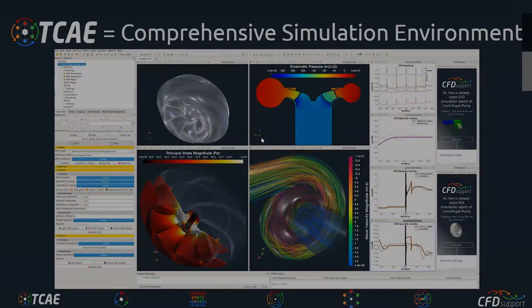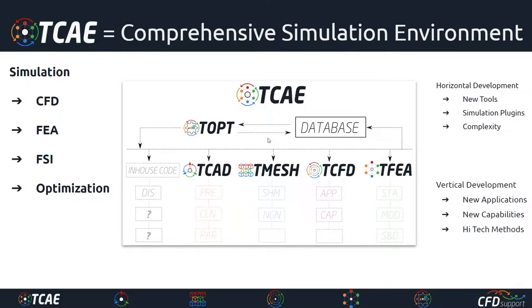TCAE consists of software modules. That's very important. So anyone can pick what fits exactly to his project needs and resources. As already mentioned, it has module character. So there are modules, especially for meshing, for CFD, and for FEA simulation. Newly in the latest release, we have added the optimization module, which brings so much value.